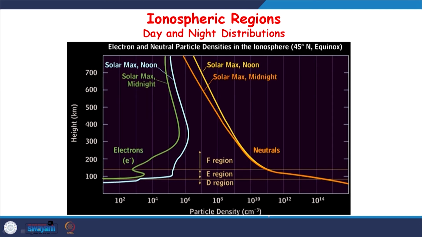And if you consider the day night variations, during the daytime the electron densities are highest and you have the existence of the D layer, E layer, F1 layer and F2 layer. During the night time the D layer does not appear, it is only the E layer and F layer. So, this is something about the basic structure of the Earth's atmosphere.